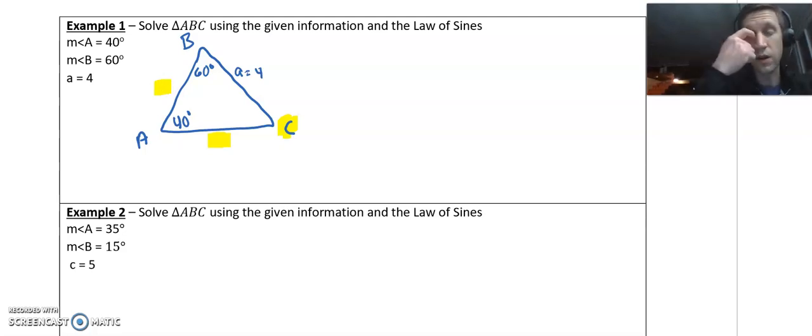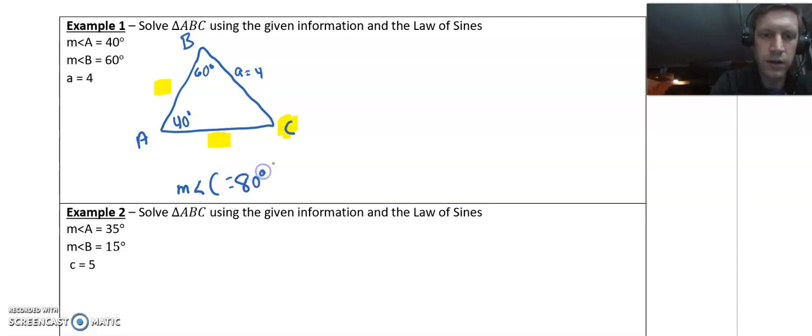Now, without using the law of sines, I should be able to find angle C pretty quickly, right? I know A, B, and C have to add to 180. I have 2 of them that already add to 100. So angle C, the measure of angle C, is going to equal 80 degrees.